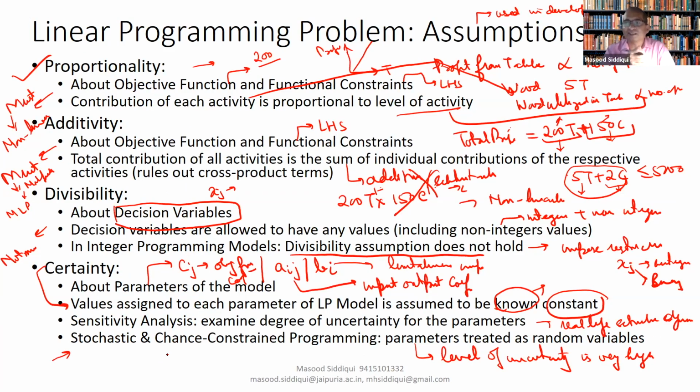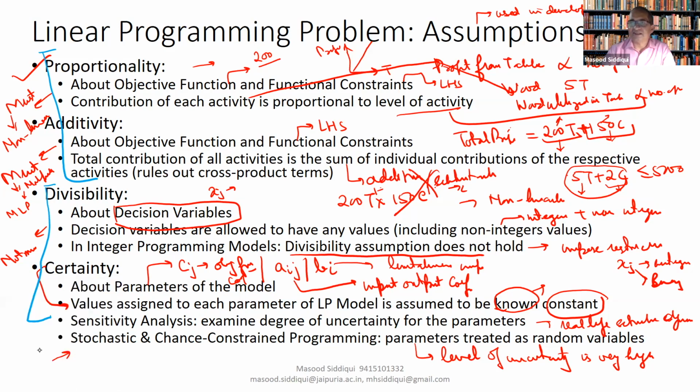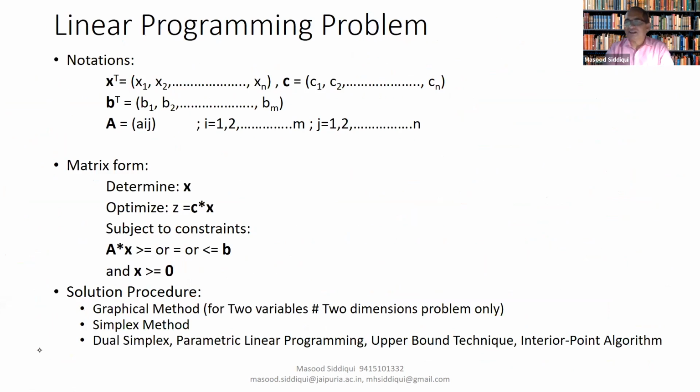So these are the assumptions. These are the four assumptions: proportionality, additivity, divisibility, and the fourth one is the certainty assumption. Among these assumptions, the first two are paramount in nature, meaning they are a must for the LPP. And divisibility, for a particular case, is assumed to be taken care of, but we can also consider their variance. So these are the assumptions related to this.